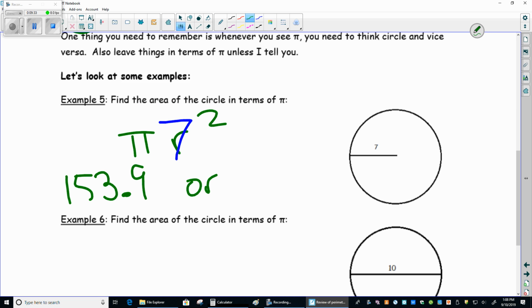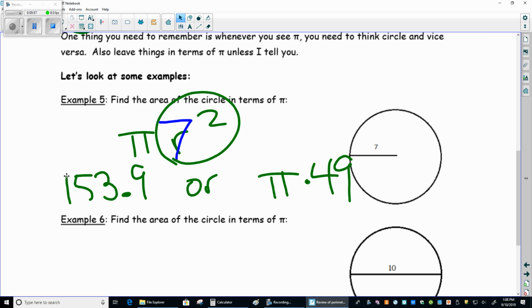Or sometimes they'll want us to leave it in terms of pi. If they ever say leave it in terms of pi, what they want you to do is leave the pi and then just do the rest of the work. So what's 7 squared going to give us? 49. So either pi 49 or 49 pi. It doesn't matter what order you put them in. You need to be able to know how to do both of those, though. So 153.9 or pi times 49.